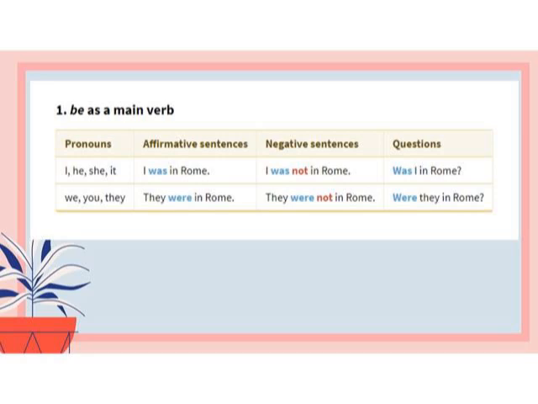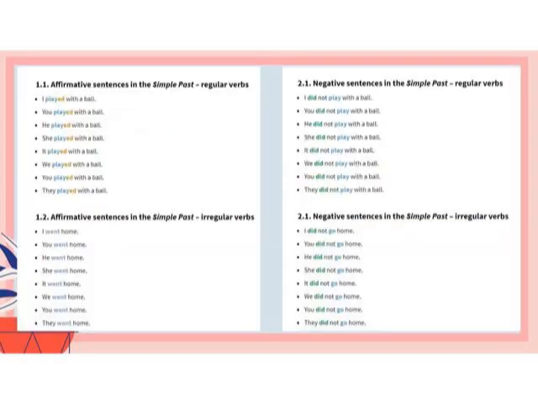and this is the explanation more on be as a main verb. I, he, she, it use was; we, you, they use were. And this is the example of simple past using a regular verb in positive sentence and negative sentence, and simple past in irregular verb in positive sentence and negative sentence.